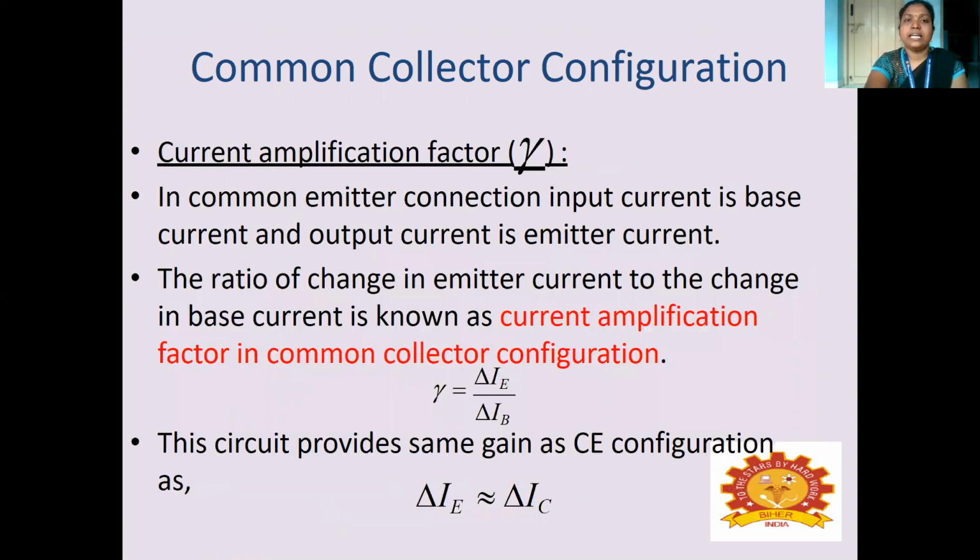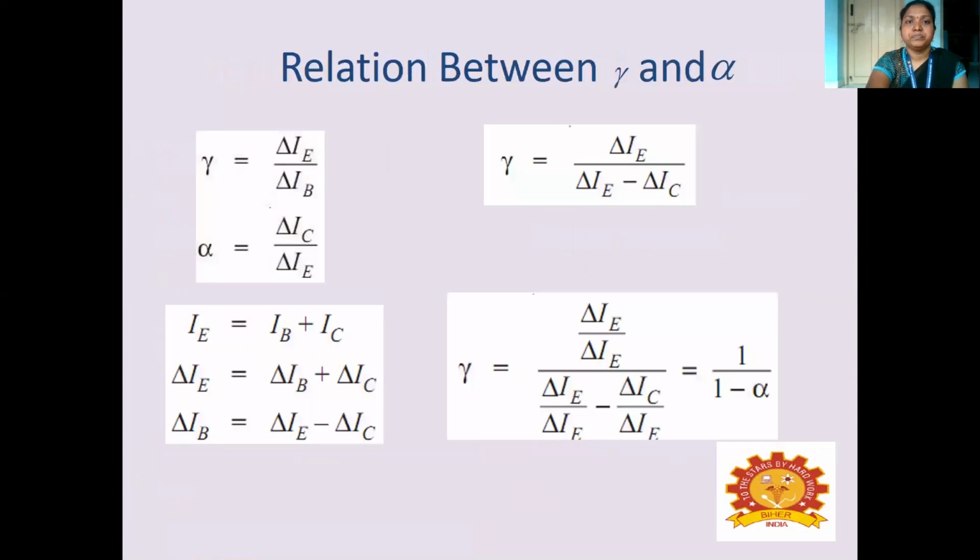So here we define the current amplification factor, gamma. In common emitter connection, input current is base current and output current is emitter current. We define gamma as the current amplification factor in common collector configuration. That is, gamma is equal to del IE by del IB. This provides the same gain as the CE configuration. We know that the collector current and the emitter current are almost linear.